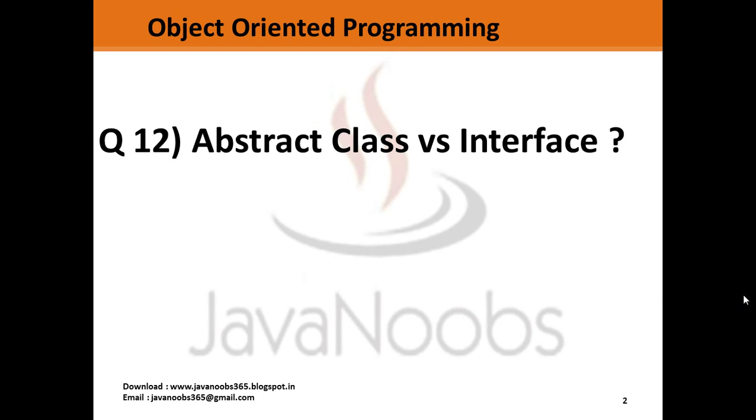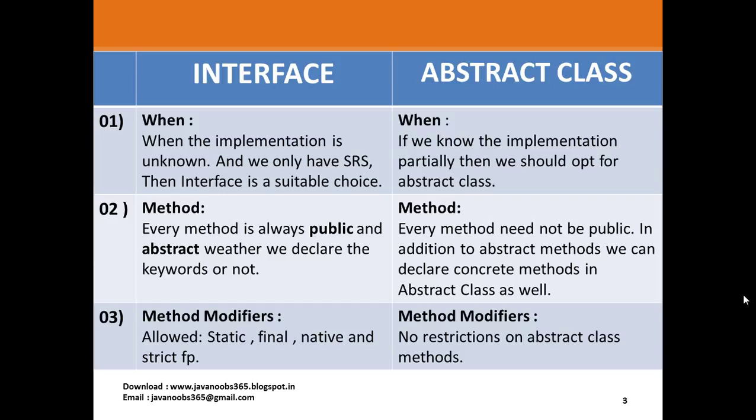Object-oriented programming, question 12, abstract class versus interface. In this tutorial, I will be teaching you the differences between an abstract class and an interface, when to use an abstract class and when to use an interface. Regarding interfaces, when the implementation is unknown and we only have SRS, then interface is a suitable choice. If we know the implementation partially, then we should opt for abstract class.